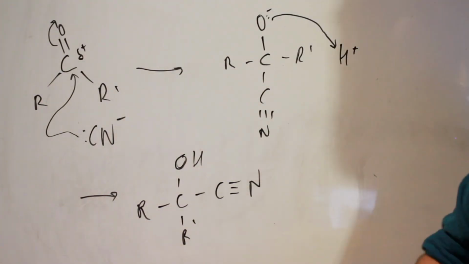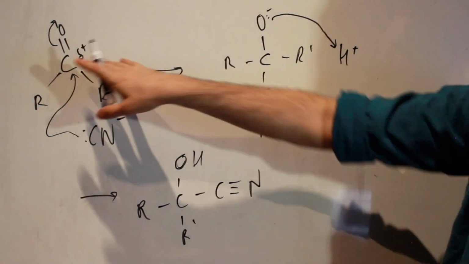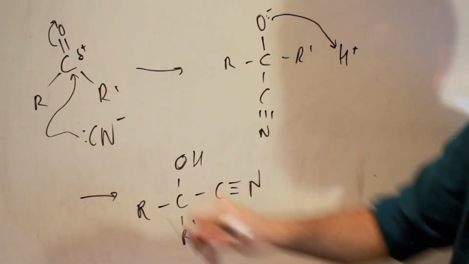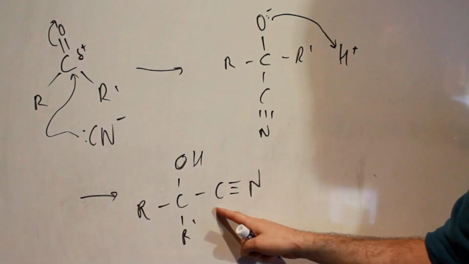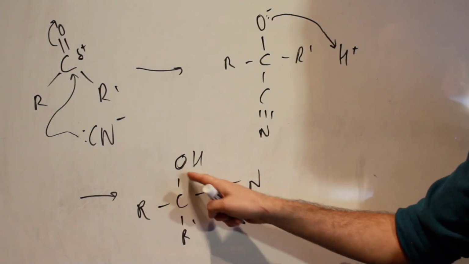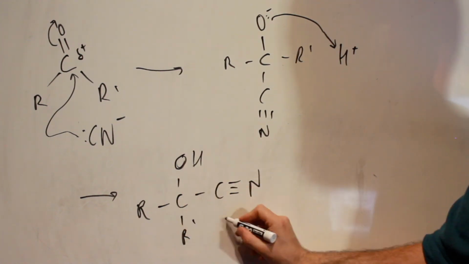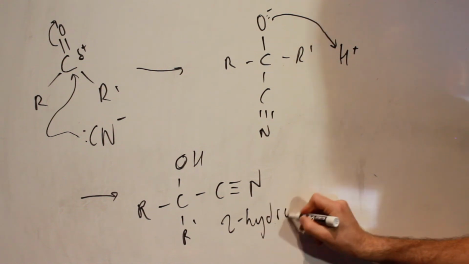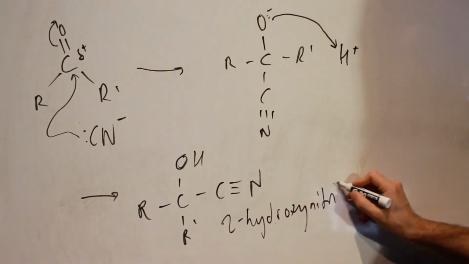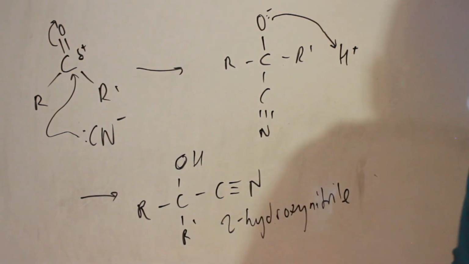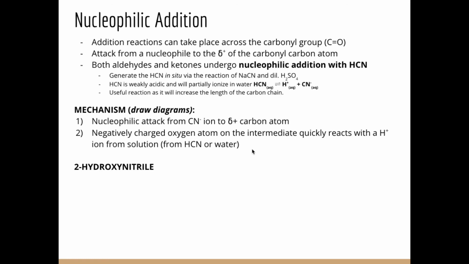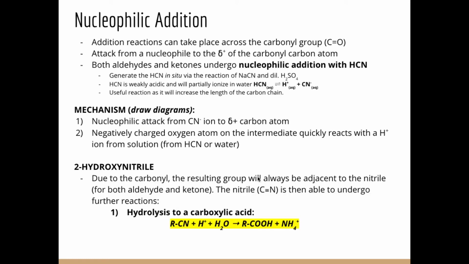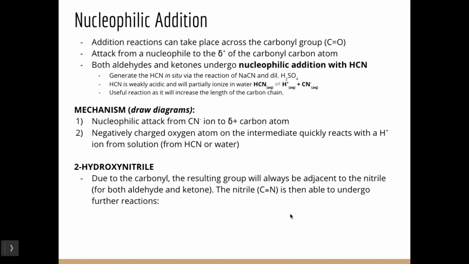We look here, no matter what kind of aldehyde or what kind of ketone we have, no matter what these R chains are, we're going to end up with a nitrile that has a hydroxy on carbon number 2. So this is our 2-hydroxynitrile, like that. That's the product that we make. Due to the carbonyl, the resulting group will always be adjacent to the nitrile for both the aldehydes and the ketone. The nitrile is then able to undergo further reactions.